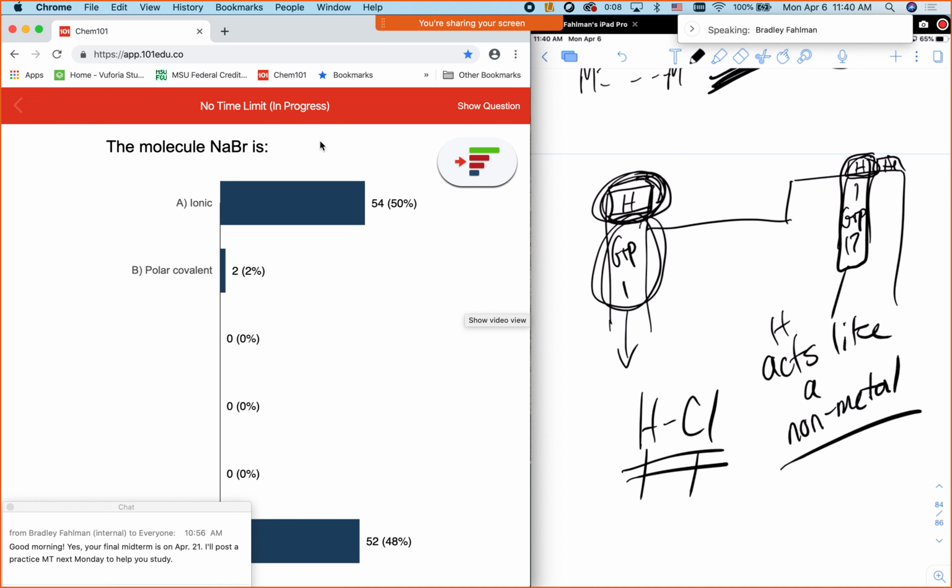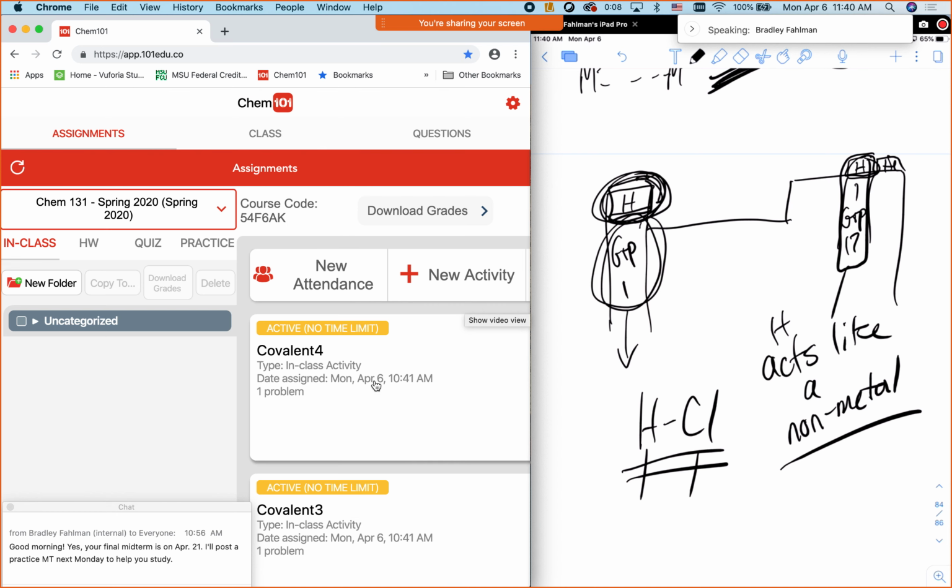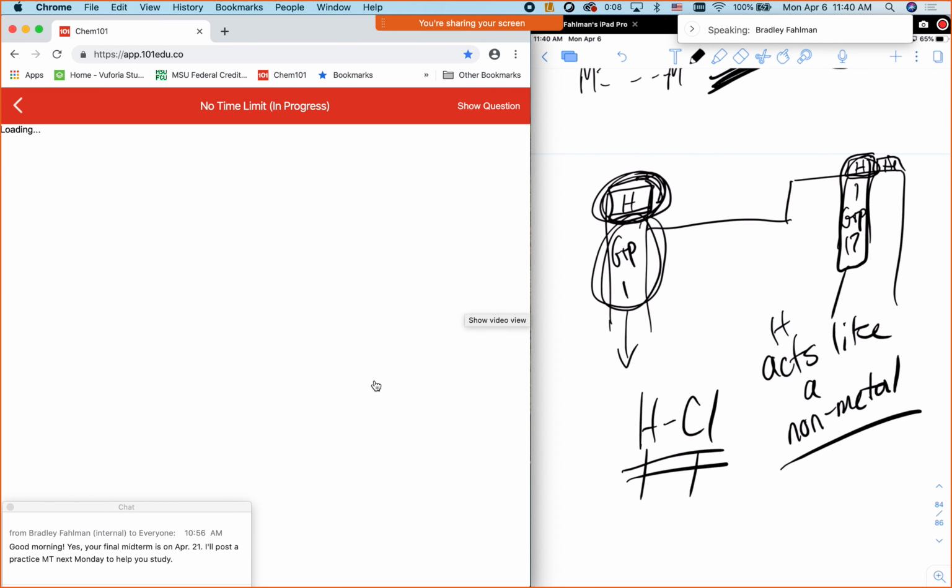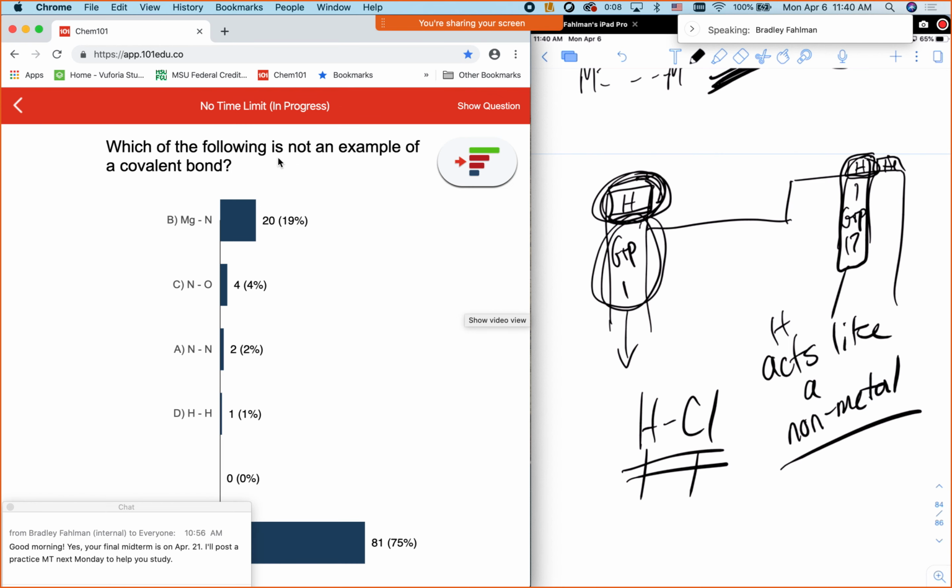All right. And then covalent 4, last one of today, which is not an example of a covalent bond. These, by the way, are very typical of questions you'll see on your next exam too. So it's really easy: if it's not an example, look for the one that has a metal in it. So you are correct, this would be ionic. Magnesium nitride, let's say.